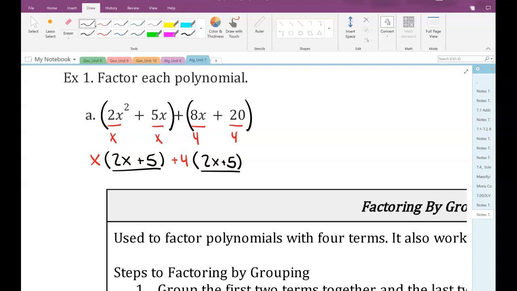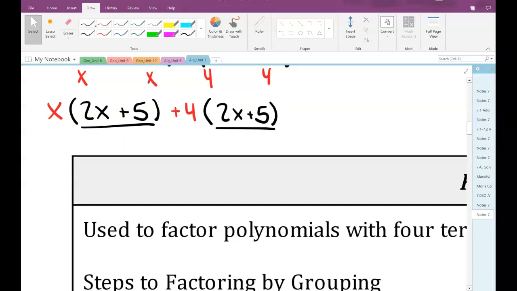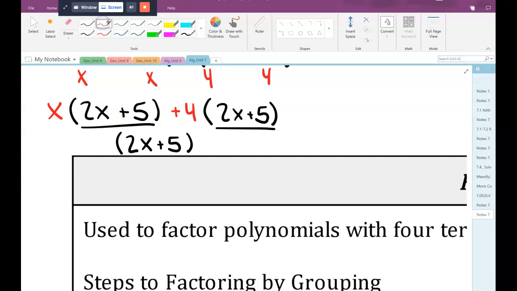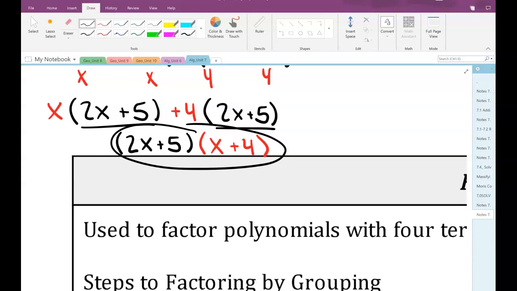That's part of our answer, and then we group together what's in red. So we call this a product of factors because 2x plus 5 is a factor that's being multiplied by our other factor, x plus 4. So that would be our final answer. We can do the same thing for the second example. Start by grouping, move on from there.